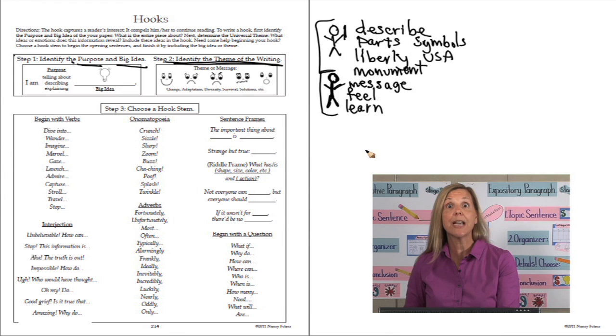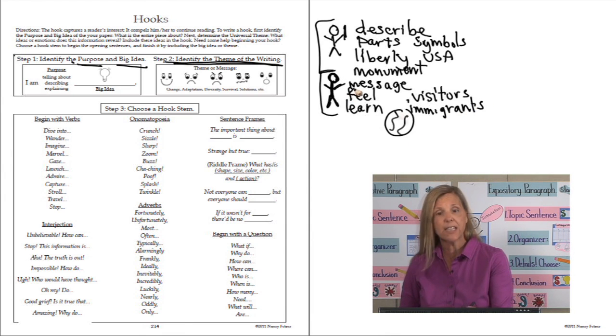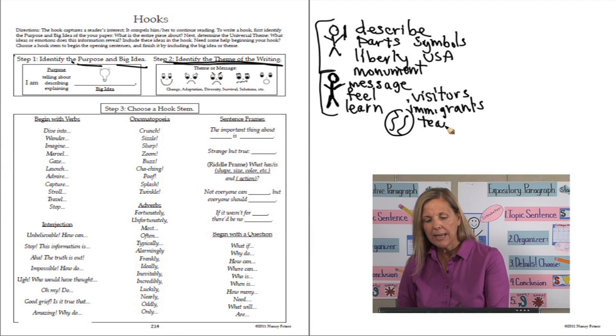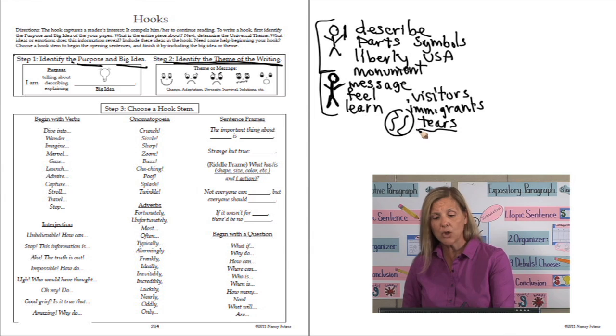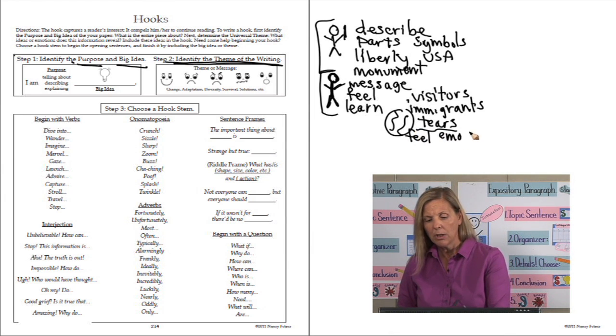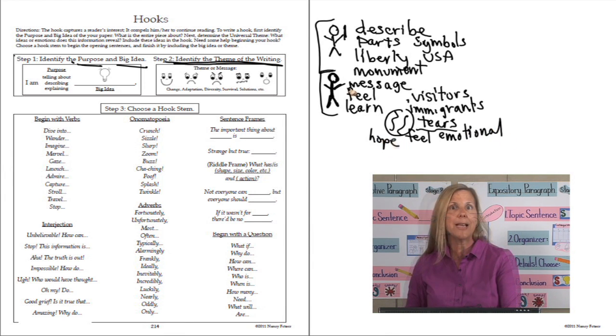Oh, when people see the Statue of Liberty, we know that there have been visitors. We know that there are people from our own country. There are people who are immigrants who see the Statue of Liberty. So these are people from all over the world. They see the Statue of Liberty, and many have talked about how they've actually shed tears. The Statue of Liberty makes them feel emotional. It makes them want to cry. It gives them hope. What message did they learn from the Statue of Liberty? What do they feel? What do they learn?